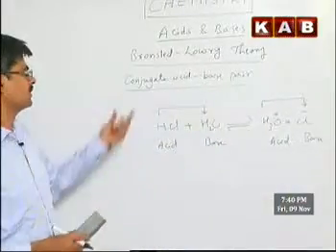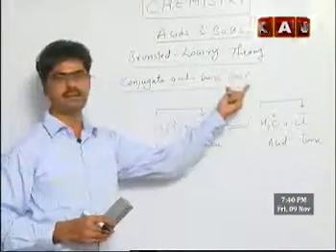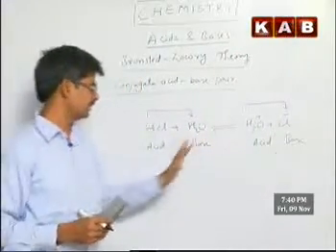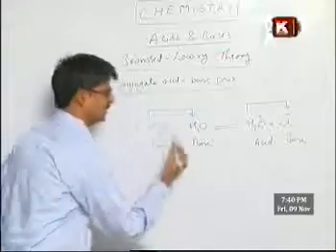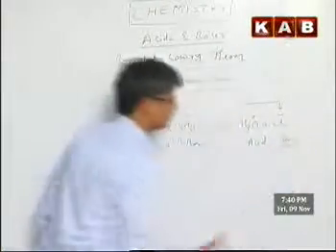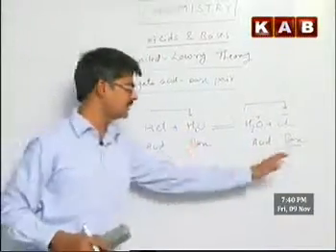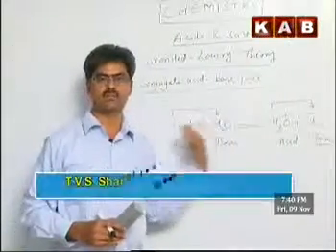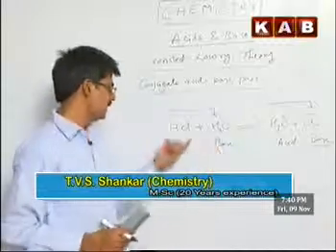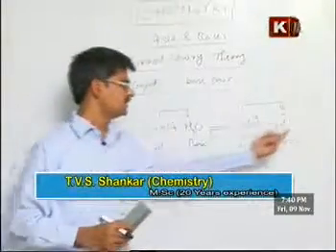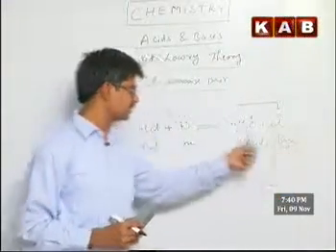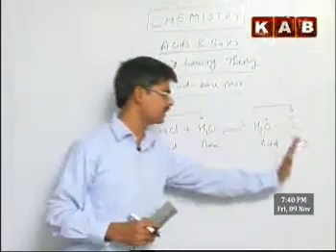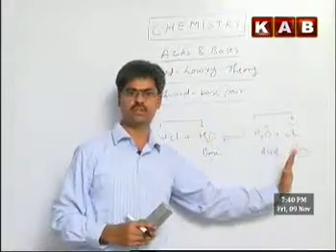Now the meaning of conjugate acid base pair: any pair of an acid and a base you can take, that is a pair. Whichever acid and base pair differ by a proton is considered to be a conjugate acid base pair. That is to say, HCl acid and Cl minus base differ only by one H+. So such a pair is called a conjugate acid base pair.